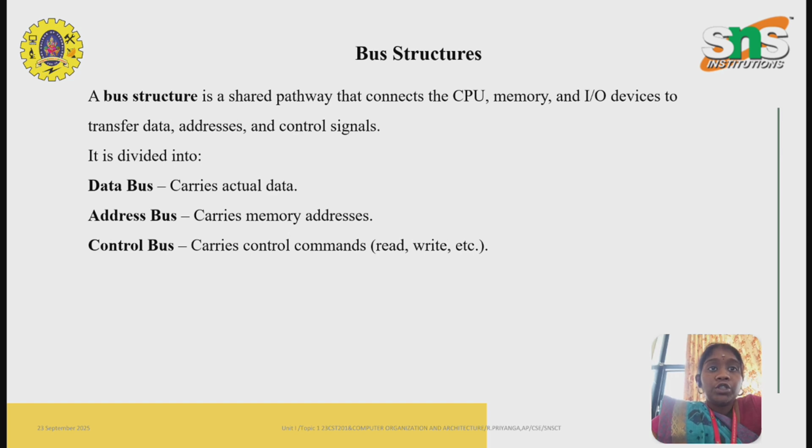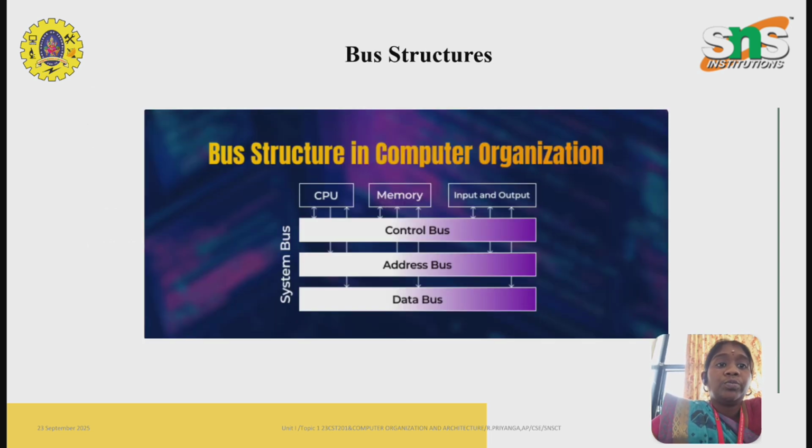And we move on to the control bus. It carries control signals that manage the operations. For example, read and write signals, clock signals, and interrupt signals. It also ensures proper timing and coordination between the CPU, memory and input-output devices.